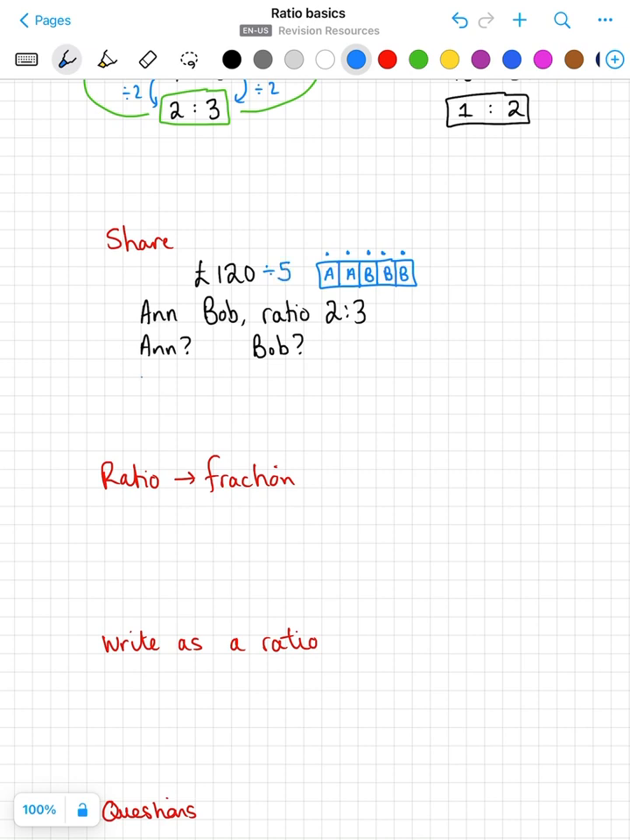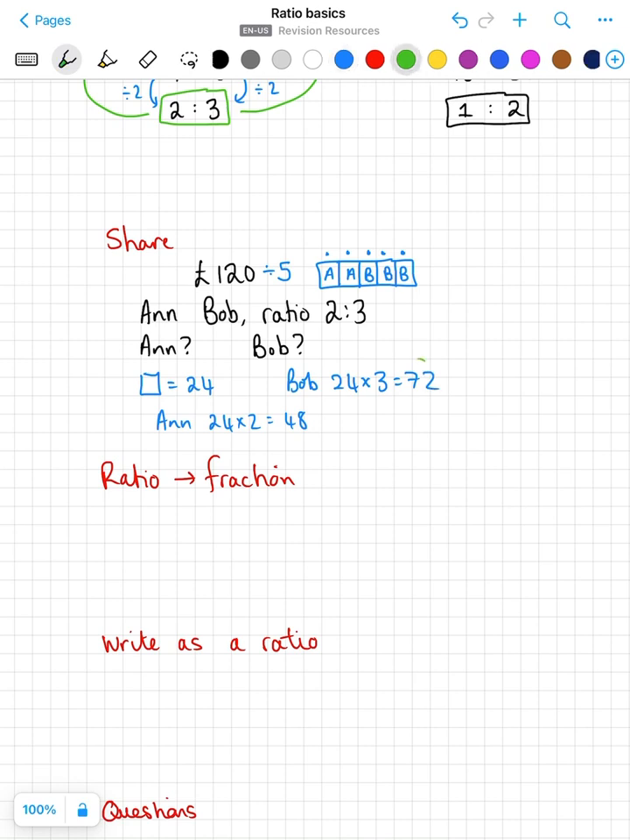Which is to say that every one of our shares is equal to £24. Anne gets 2 lots of those shares, so that's 24 times 2. So Anne gets £48, and Bob gets 3 of those shares. So Bob gets 24 multiplied by 3, which is 72. And the good thing with the sharing is that you can always check your answer. 72 plus 48 equals 120.